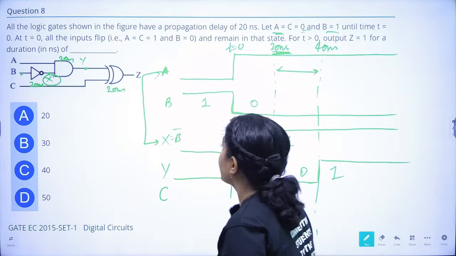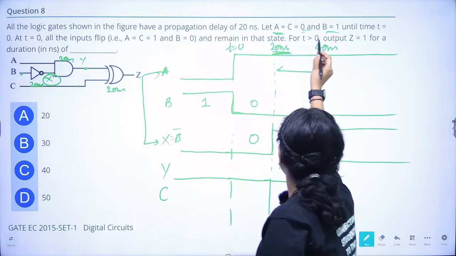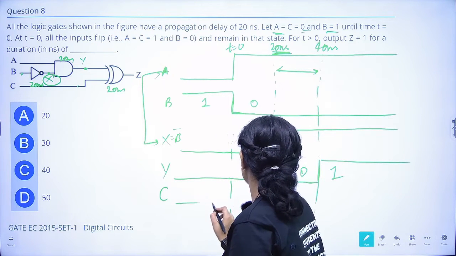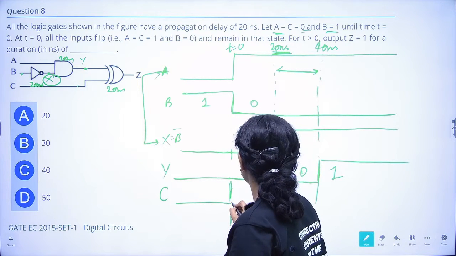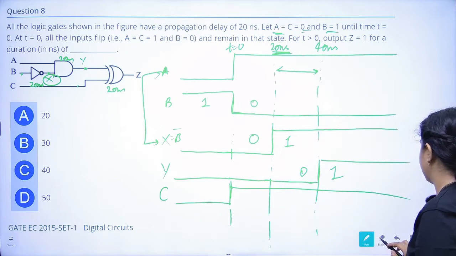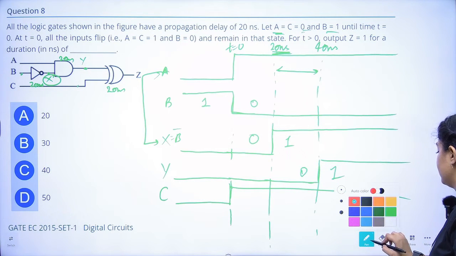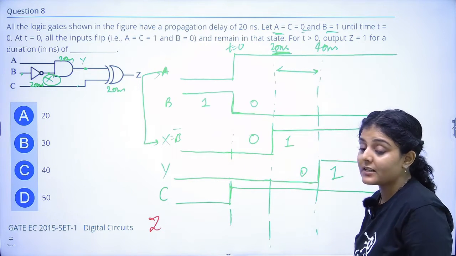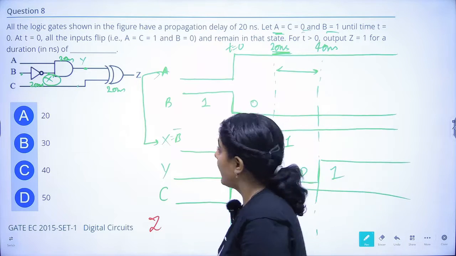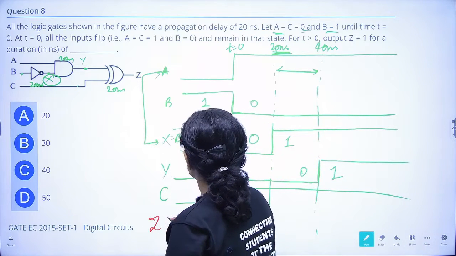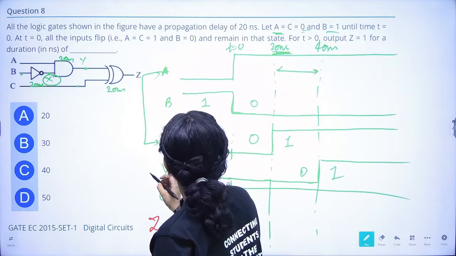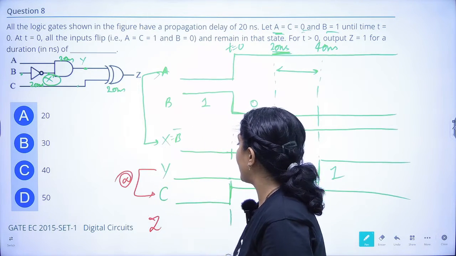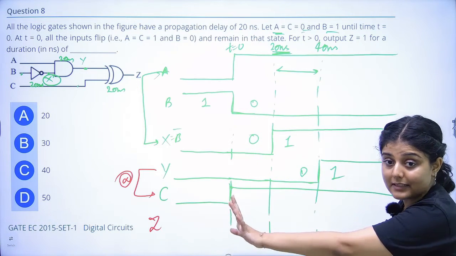Similarly, the last input is C. Initially, it was 0, and after t equals 0 it will become 1. So our final output is Z. Z is an XOR, right? The XOR is happening between the output Y and C, giving the final result Z.